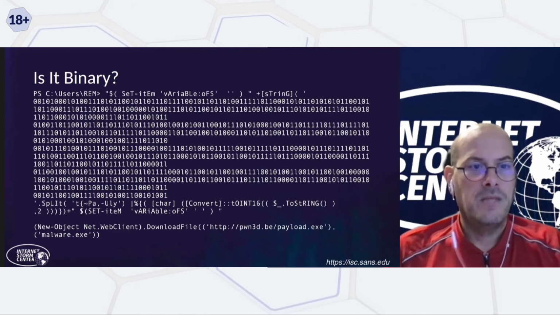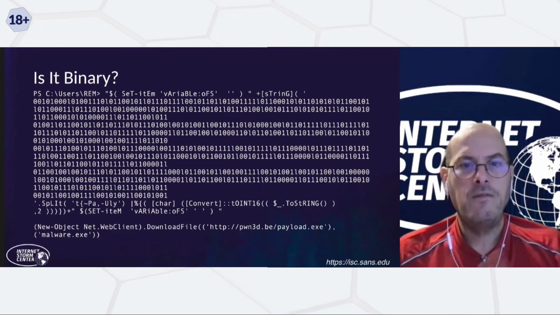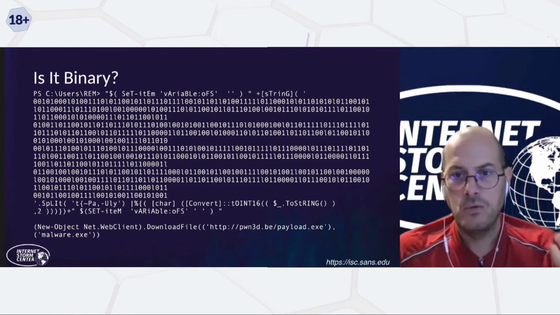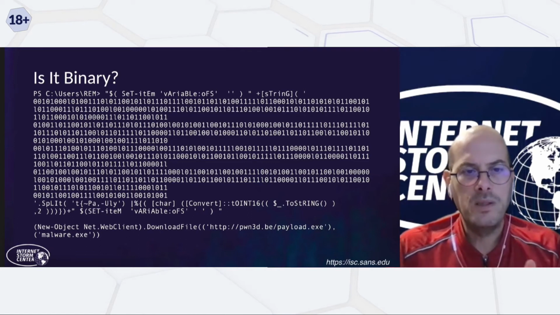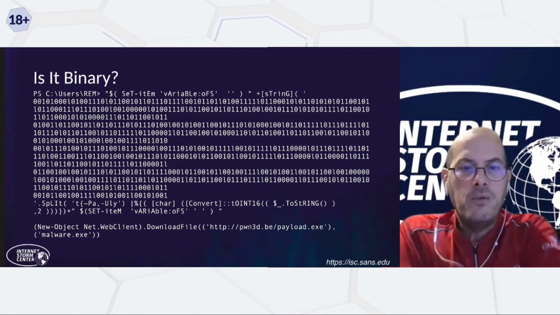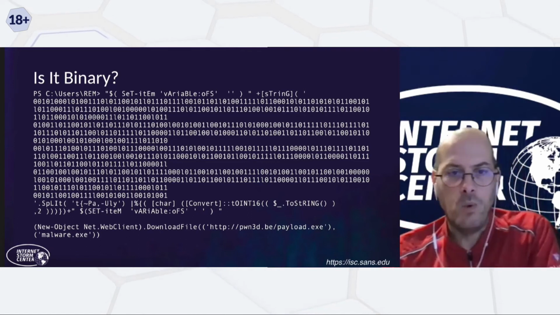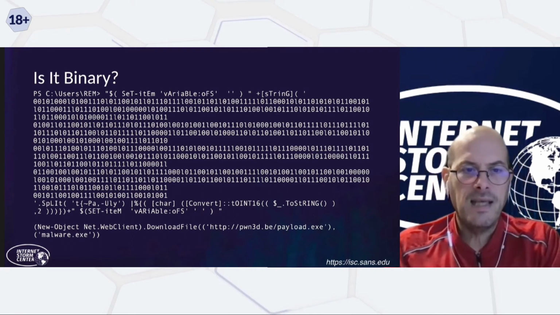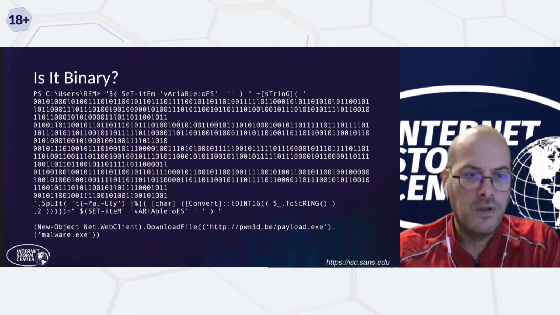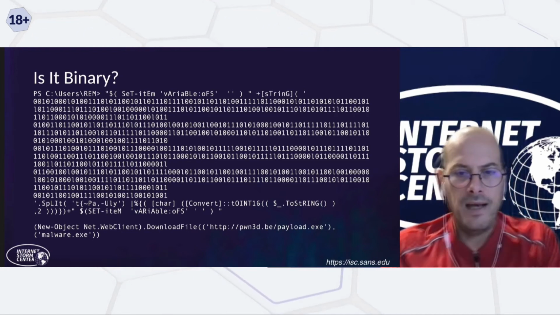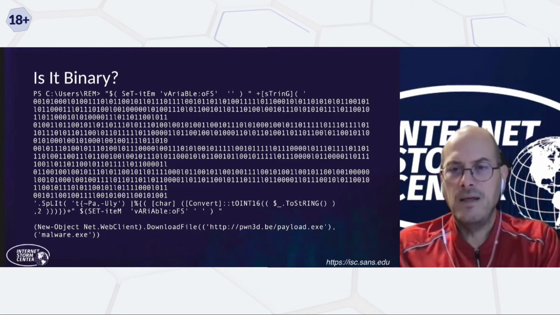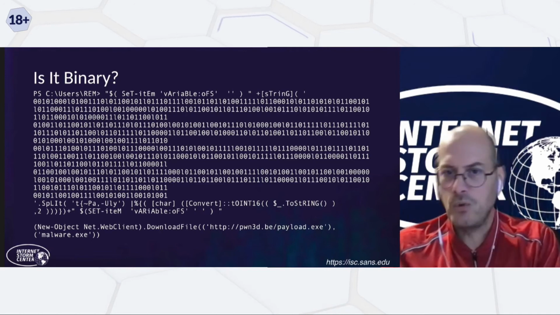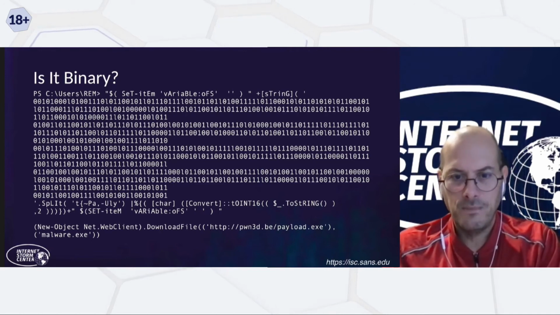Another one, is it binary or not? If you have a look at this code, remember that the human eye is very bad at spotting malicious code. When you read this, you can say, it's just a piece of binary code, we have zeros and ones. But if you look carefully at the slide, you will see that you don't have only zeros and ones, you also have lowercase L letters.